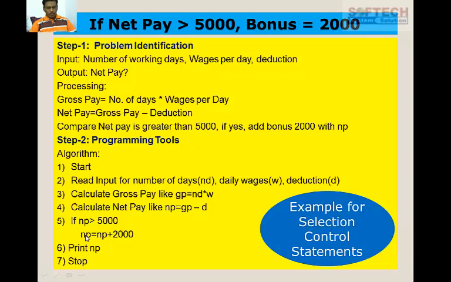If the condition is true, it executes the true portion. In this true portion, it has only one statement. That statement is NP equal to NP plus 2,000. Already we calculated NP, we add additionally 2,000 with this NP. If the condition is true, then it prints NP. If the condition is false, it directly prints NP. It does not add 2,000 with NP.